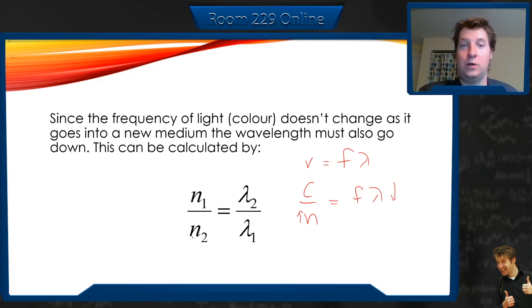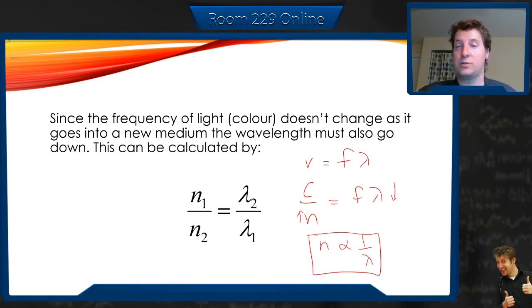So my ratios of n's has to be the inverse of the ratios of lambda, because n is proportional to 1 over lambda. Right? As one goes up, the other one goes down. They're inversely proportional. So that means the ratios have to be inverses of each other. Okay?